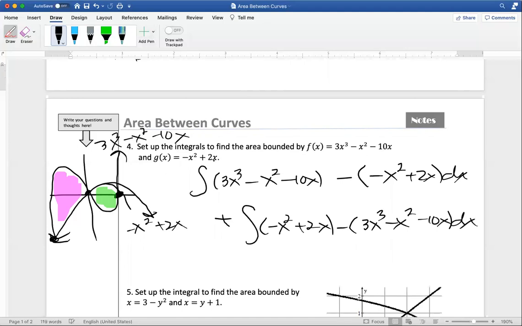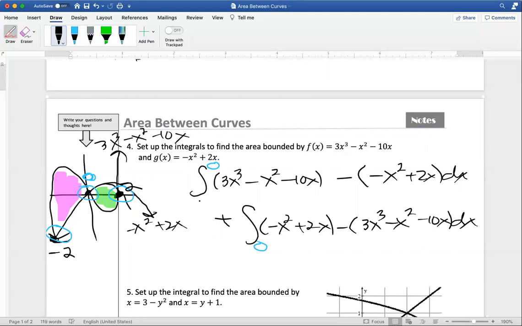So the only thing I'm missing is those bounds. And to find those bounds, I need to find these three intersection points. This one looks like it's at 0, okay? So again, you can find these intersection points however you want. I'm going to use the calculator to find these intersection points. And when I do that in the calculator, this one is at 2, and this one is at x equals negative 2. You can also set these two equations equal to one another and solve, whatever your favorite method is.